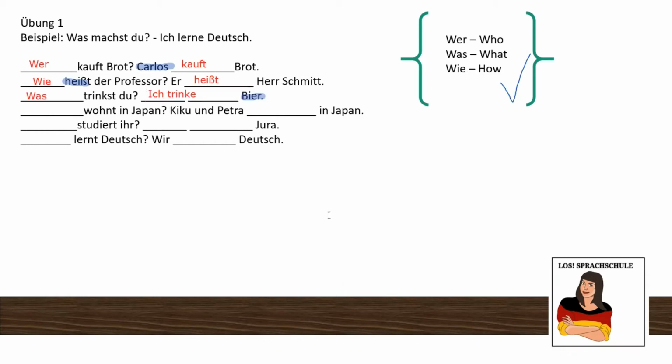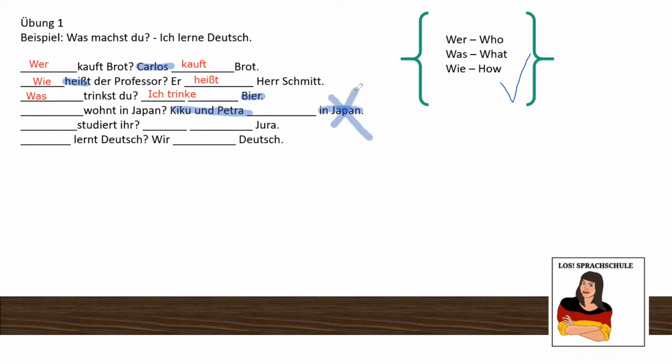Now the next one, we have 2 informations left in the answer. We check them out. We have Kiko and Petra and Japan. First of all, we haven't learned yet how to say where, so a location.